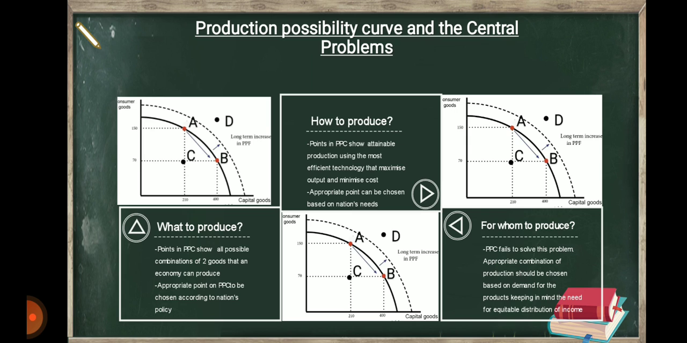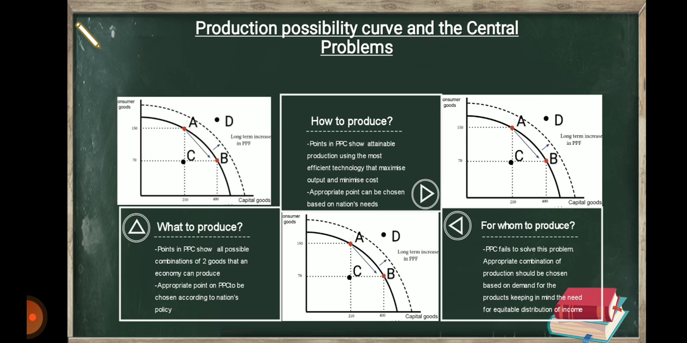Now we are coming to the third problem, for whom to produce. But PPC does not solve this problem because it is related to the distribution of income. This is not related to production. PPC only shows the production possibility. It doesn't show the distribution possibility.